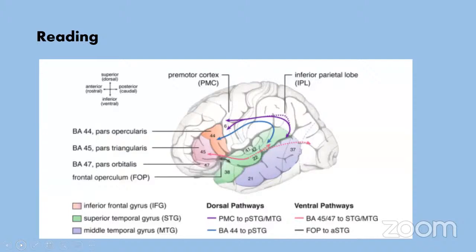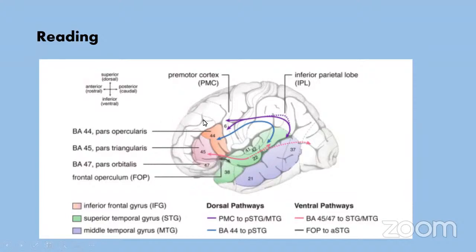Now, reading requires the inferior frontal gyrus, superior temporal gyrus, and middle temporal gyrus. There are dorsal pathways and ventral pathways. Primary motor cortex to superior temporal gyrus and middle temporal gyrus is one dorsal pathway which you can see. Brodmann's area 44 to superior temporal gyrus is another pathway that you can see. Ventral pathways are Brodmann's area 45, 47 to superior temporal gyrus, and frontal operculum to superior temporal gyrus is another one. So these are the various pathways.